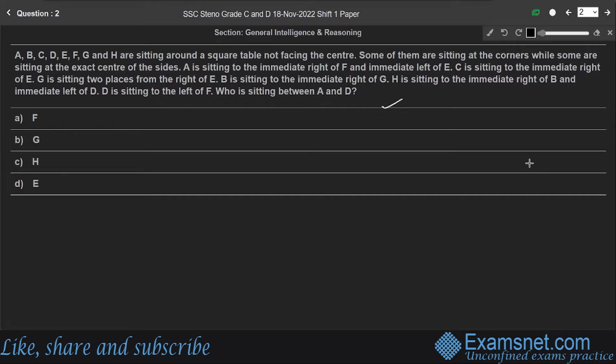Question number 2. A, B, C, D, E, F, G, and H are sitting around a square table, not facing the center. Some of them are sitting at the corners, while some are sitting at the exact center of the sides. So here we'll consider a square table. Eight persons are sitting around a square table, not facing the center. That means they are facing outwards. So 4 are sitting at the corners, and 4 persons are sitting at the middle of the sides.